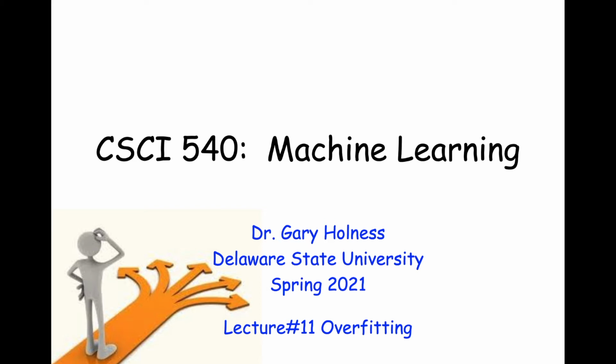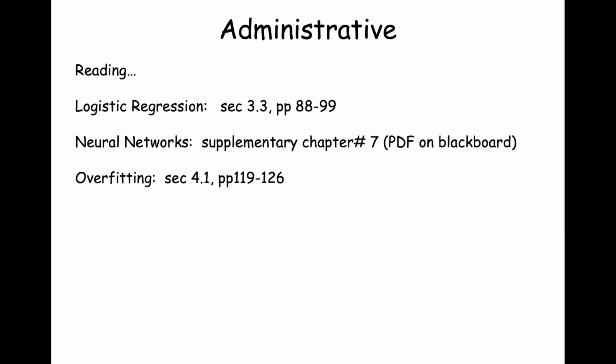But before we begin, some administrative bits. The reading, logistic regression, section 3.3, pages 88 through 99. Neural networks, there's a supplementary chapter. PDF for that is on the course Blackboard site in the course resources section. Overfitting, today's topic, section 4.1 in the main text, pages 119 through 126. So why don't we begin?